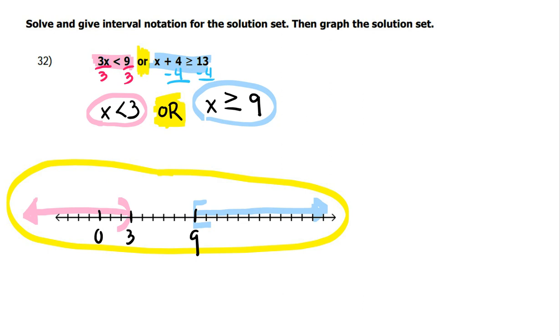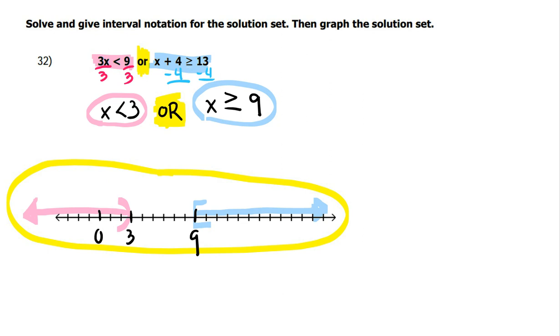And when I look at that pink graph and that blue graph, for an and, you would be looking for where they overlap, and they don't overlap. So if it had been an and, it's a no solution, but it's an or. So it can be the pink or it can be the blue.